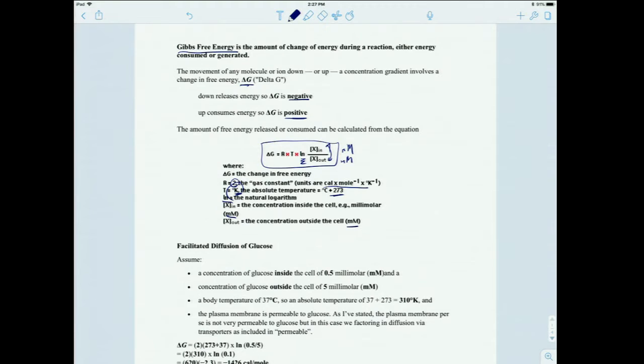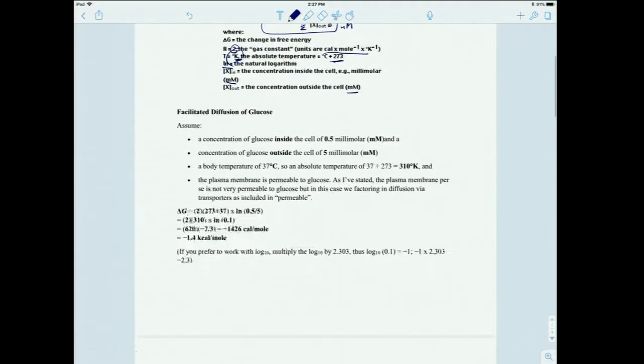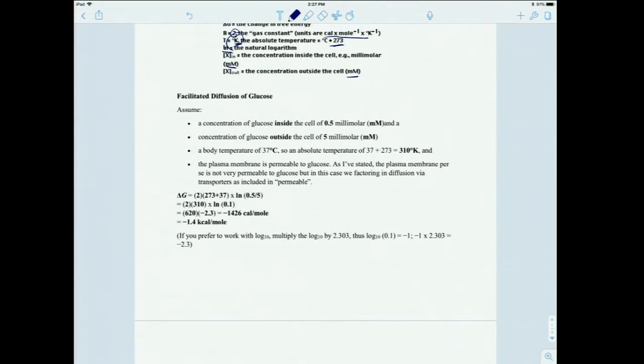Now, I want you to know this equation, but I'm not interested in you memorizing units or memorizing the R value or anything like that. I just want you to know what the relationship is. It's a fairly simple equation in this form. Well, let's apply this to glucose. Now, you can imagine that I have a cell here, okay, and there is my cell. And I have glucose outside the cell, and I have glucose inside the cell.